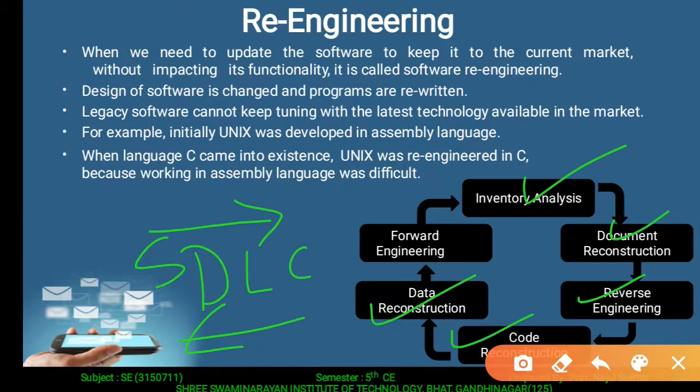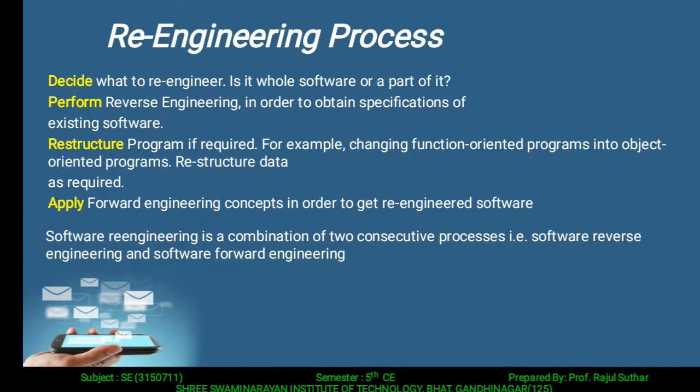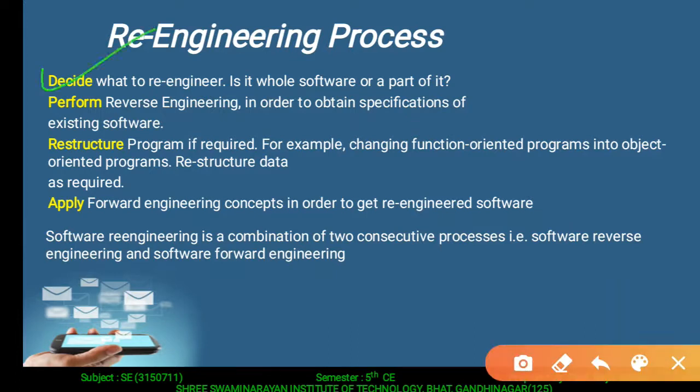Then data reconstruction is also part of the process. Each and every piece of content that covers the data is also reconstructed. And then we apply forward engineering. Forward engineering is discussed in the next slide. So this is the total process of re-engineering. In the re-engineering process, we first decide what to re-engineer, meaning whenever we start the process, the first step is deciding what to re-engineer.